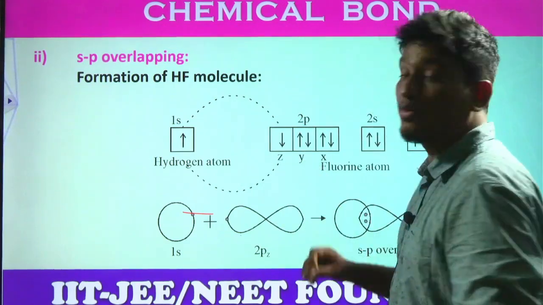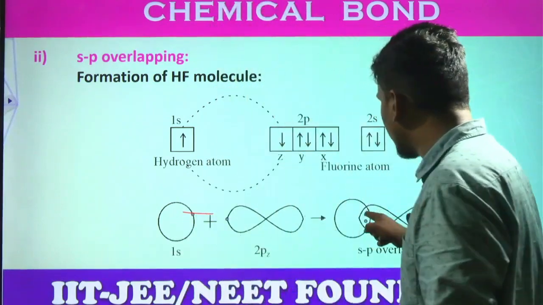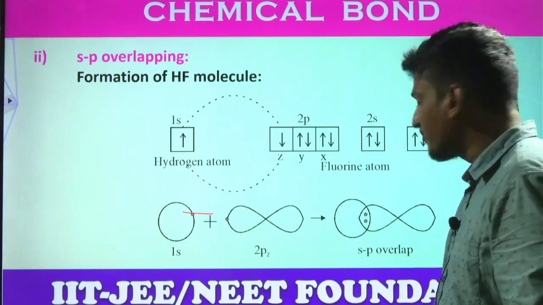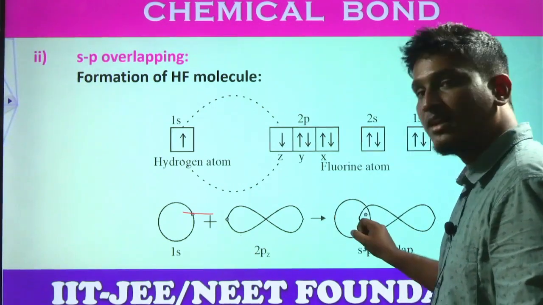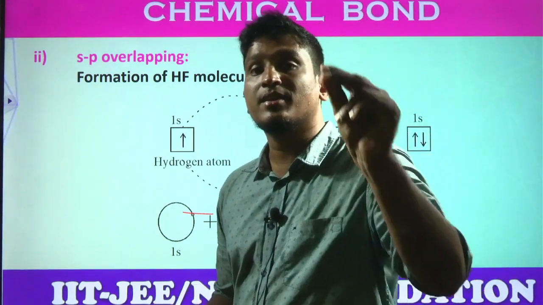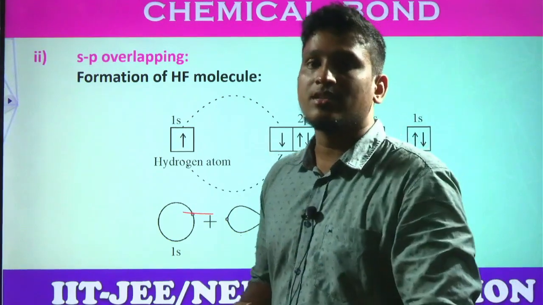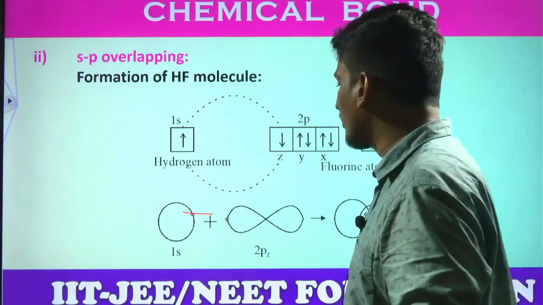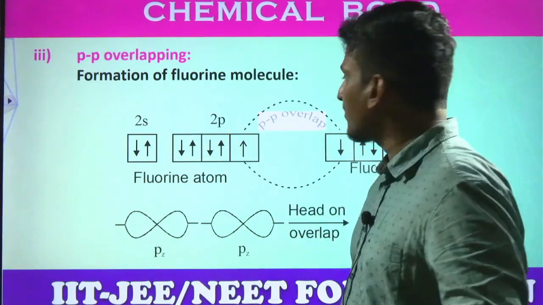When they overlap, this overlapping is also called sigma bonding. End-to-end overlapping only. You can see the electron clouds are exactly between both the nuclei, or not. This is the nucleus of the hydrogen atom, and this is the nucleus of the fluorine atom. Where are these bonding electrons present? Bonding electrons are exactly present in between both the nuclei. So S and P overlapping is also 100% sigma bond only. This is also called end-to-end overlapping only, where the p orbital meets the s orbital. So ultimately overlapping means sharing only.